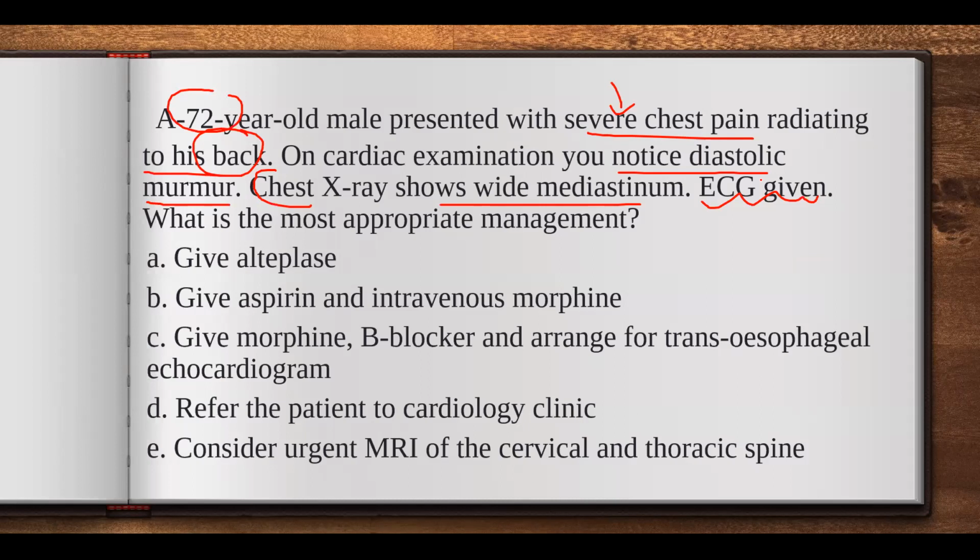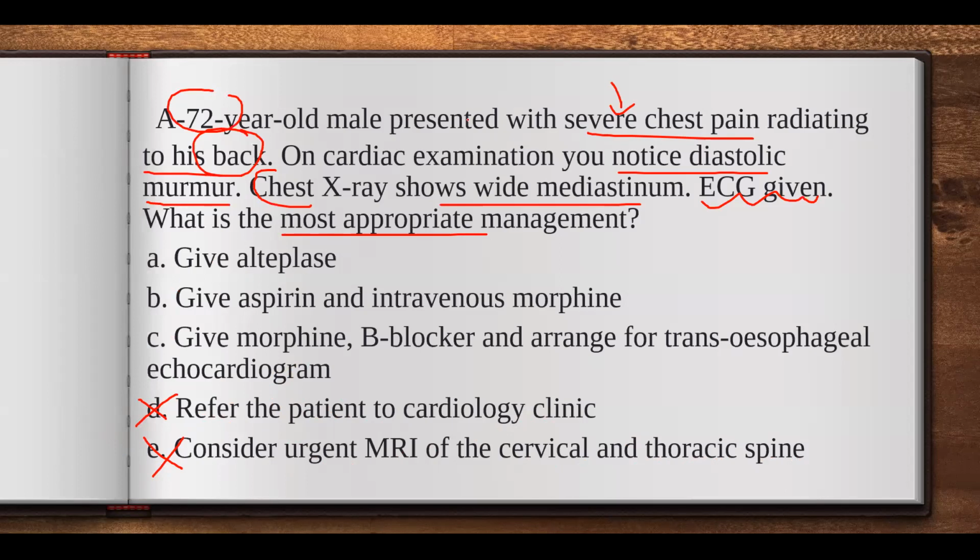So what's your treatment for this patient? You want to go for thrombolysis, alteplase. You want to give aspirin and intravenous morphine. They're asking for the most appropriate, okay? Give morphine, beta blocker, and arrange for transesophageal echocardiogram. Refer the patient to cardiology clinic. Consider urgent MRI of the cervical and thoracic spine. This is not the most likely reason. Now, you just don't refer a patient, you need to do something for this patient. If you refer the patient to a cardiology clinic, who knows when this patient will go there, okay? If there is an admit to the cardiology clinic, that's one of the options, but that's not in here. Referring and admission are different.